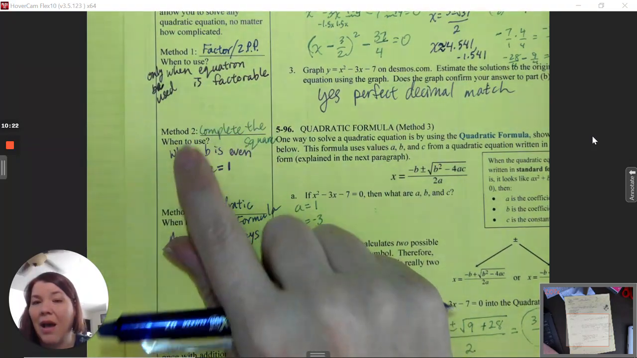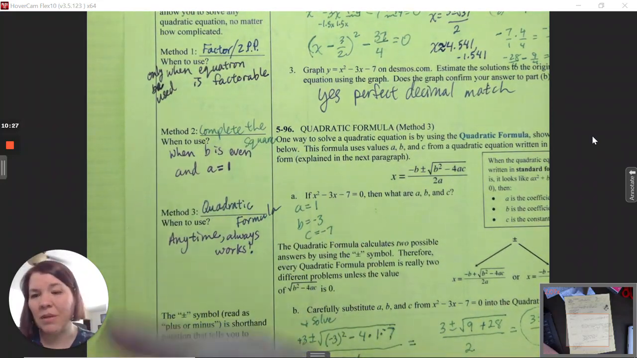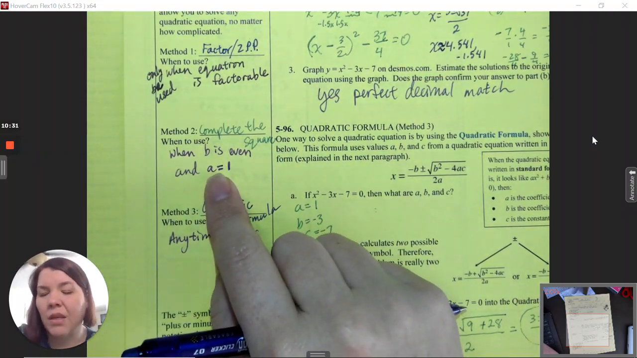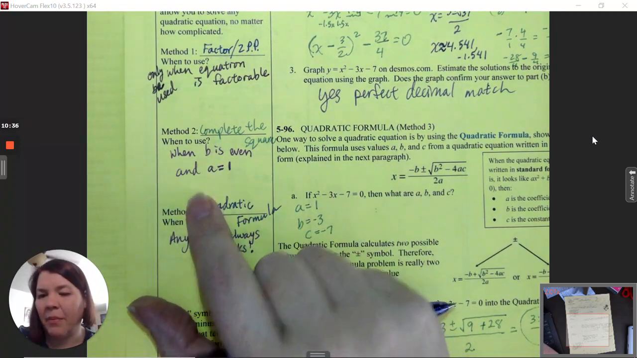And honestly, now that I know how to complete the square really comfortably and confidently, it is the method that I will use when b is even and a is 1, because it is faster than the quadratic formula then. And there's a weird thing that has to happen that I'll show you later.